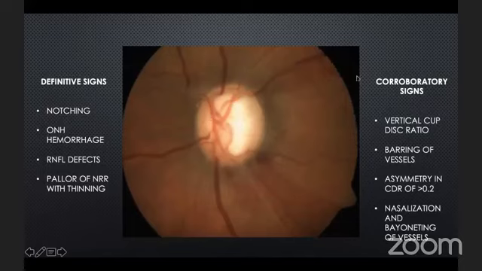And there are also certain corroboratory signs or the soft signs, like the increase in the vertical cup disc ratio, baring of vessels. Baring of vessels means the underlying support of the neuroretinal rim is lost. Then asymmetry in the cup disc ratio between the two eyes. If the asymmetry between the two eyes in terms of cup disc ratio is more than 0.2, then it suggests a glaucomatous etiology. And nasalization, bayoneting of vessels, which is again a corroboratory sign and not a definitive sign of glaucomatous damage.